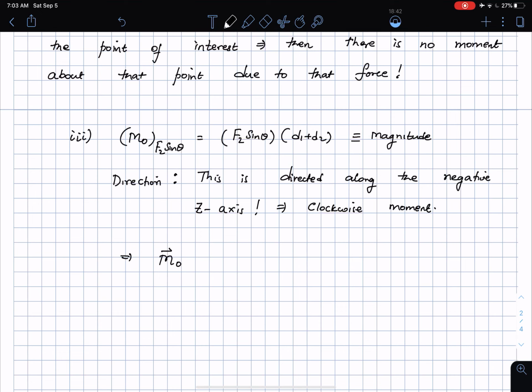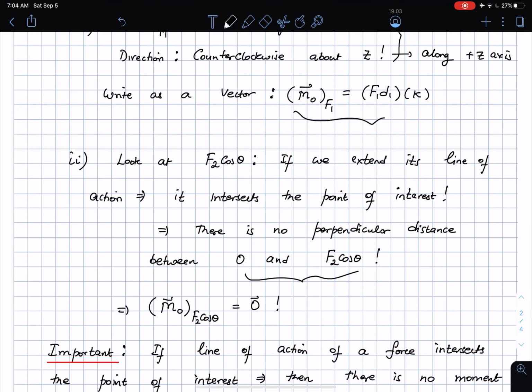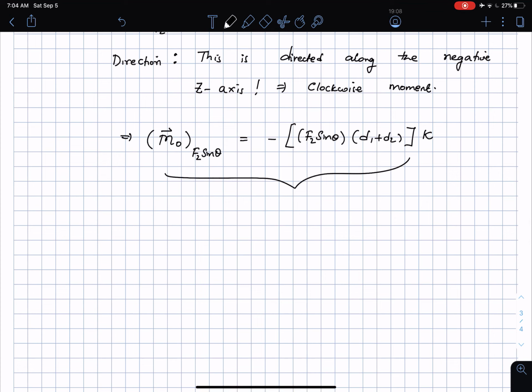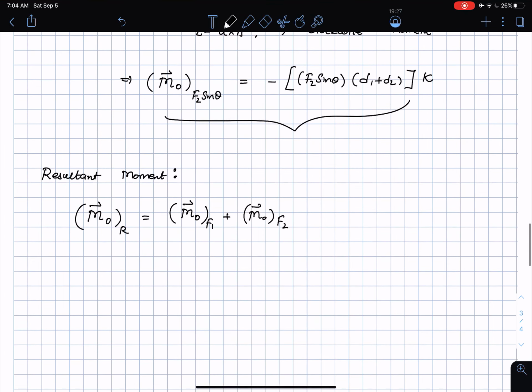which means that if I write this as a vector, MO due to F2 sine theta is going to be minus F2 sine theta times d1 plus d2, in the k direction. Okay, so this is the second one, and here I had the first one. Which means that the resultant moment is the following. The resultant MO is MO due to the force F1 plus MO due to the force F2, but then we broke this down into MO due to the force F1, MO due to the force F2 cos theta, and MO due to the force F2 sine theta.